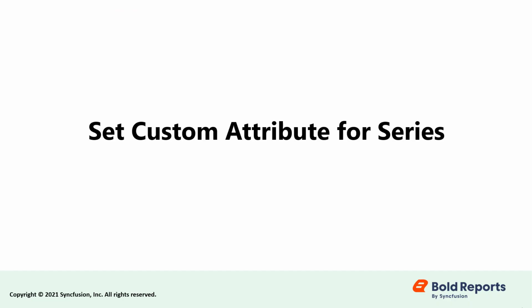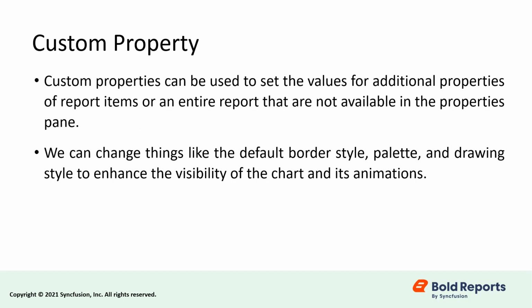Another feature we've added in the chart report item is the ability to set custom attributes for series. Custom properties can be used to set the values for additional properties of report items or an entire report that are not available in the Properties pane. We can set custom attribute properties for all chart categories to format a chart in a few simple steps. We can change things like the default border style, palette, and drawing style to enhance the visibility of the chart and its animations.